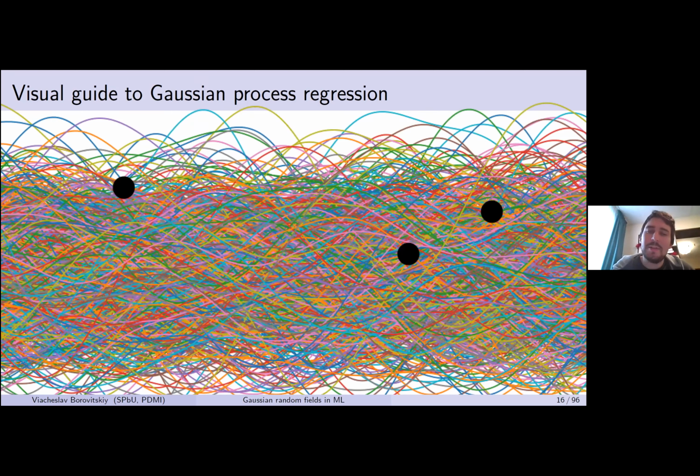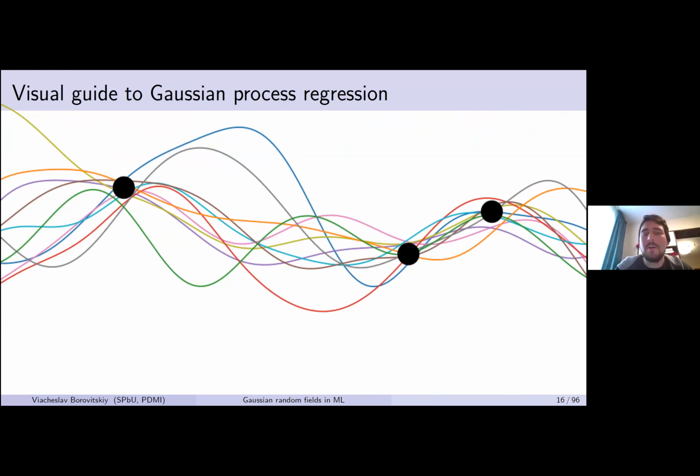And now assume that we have this data. And we want our posterior process to respect this data. So what we can do, at least intuitively, is to take only those samples that pass near these data points. Something like this. And actually, this will be a sample path of the posterior Gaussian process.